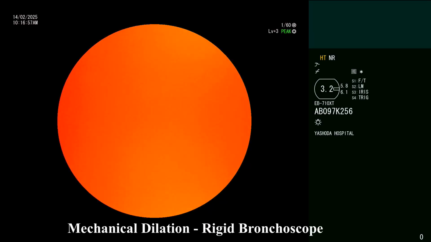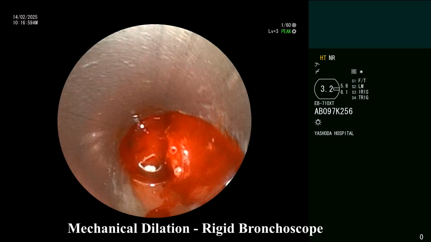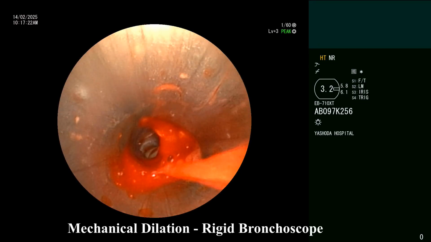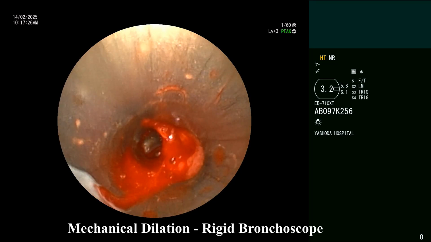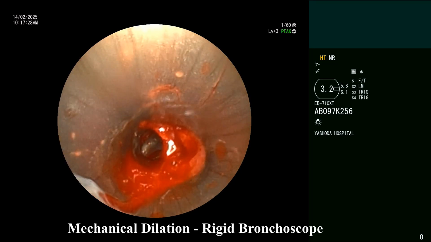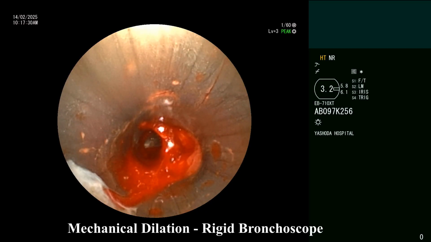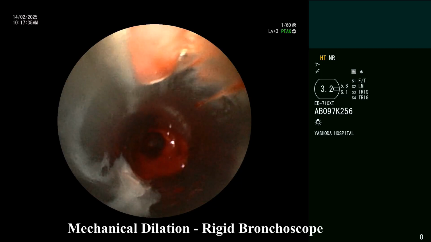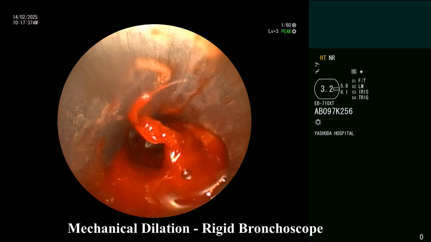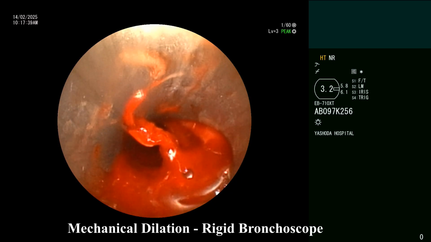We start with the smaller size rigid barrel, and under controlled manner, subsequent larger sizes of the rigid barrel are introduced to make sure that the stenosis is opened up, and it is done in a very guarded way without causing injury and simultaneously ensuring good ventilation for the patient.